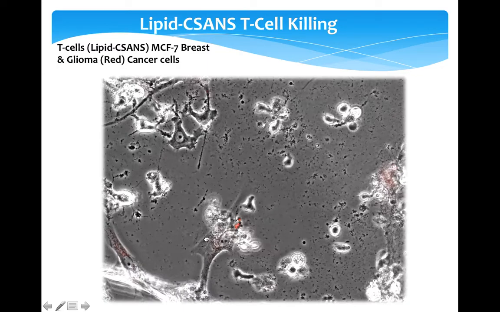What's really cool too is that the brain cancer cells are not touched, and so they don't have the antigen that's on them. Only the breast cancer cells have it, and so the T cells that have been functionalized will only go after and kill those breast cancer cells. I forgot to mention that the antibody that we put on the T cells is specific for those breast cancer cells and not for the glioma cells.